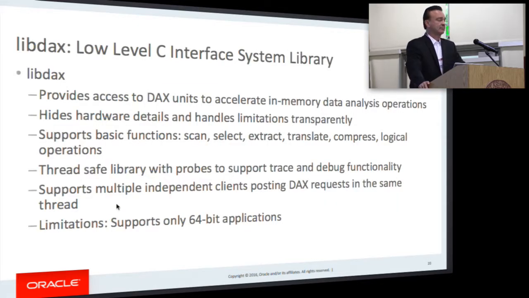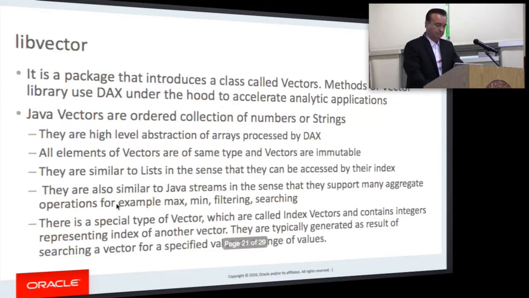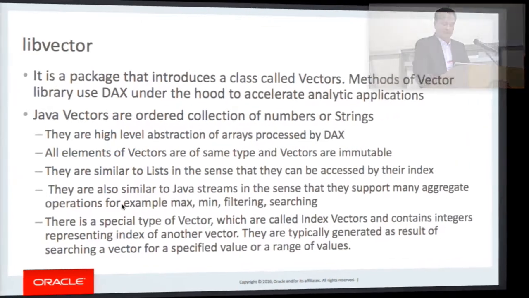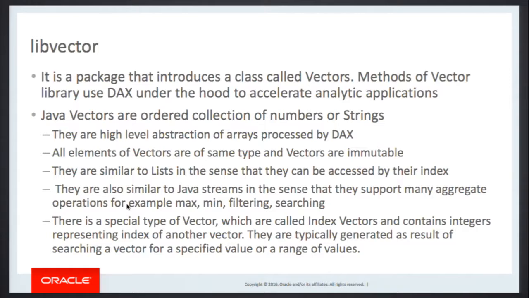So the libdax library is a very low-level C interface, and it does all the DAX functions that I talked about. It's thread safe, and it supports multiple different clients. libvector is a higher-level package, performs higher-level functions. It's used many times with Java Streams and Java vectors.